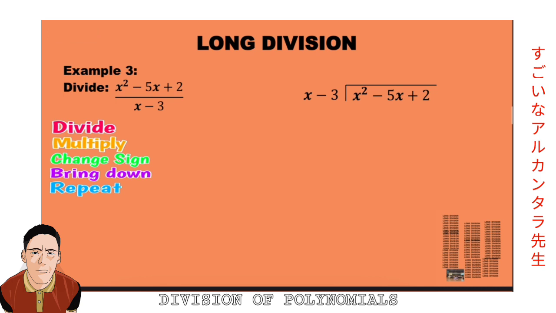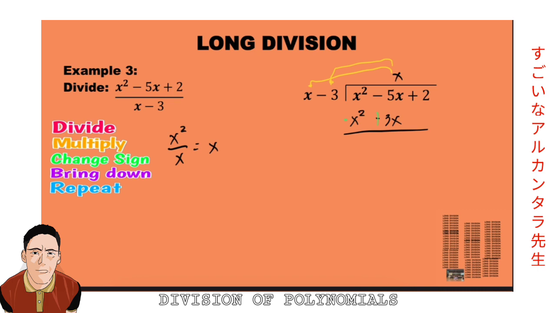Here we have x squared minus 5x plus 2 divided by x minus 3. Nothing goofy in here. Let's go with x squared divided by x. That will give you x. Write x on top of negative 5x. Do the multiplication. That's the next step. X times x, x squared. X times negative 3. That will give us negative 3x. Change their signs. Minus. This will be plus.